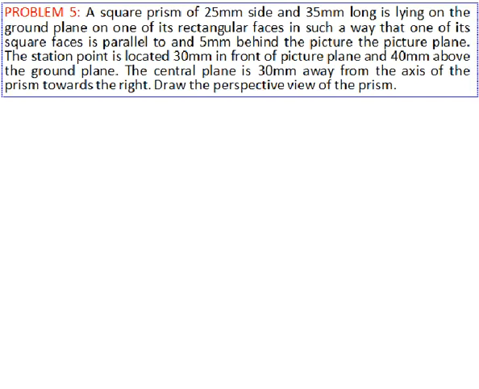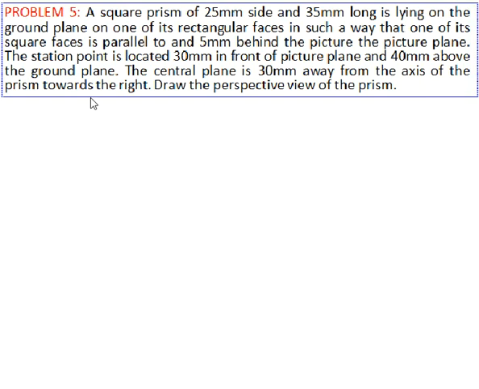Let's solve the next problem from perspective projection. A square prism of 25 mm side and 35 mm long is lying on the ground plane on one of its rectangular faces in such a way that one of its square faces is parallel to and 5 mm behind the picture plane. The station point is located 30 mm in front of the picture plane and 40 mm above the ground plane. The central plane is 30 mm away from the axis of the prism towards its right. Draw the perspective view of the prism.